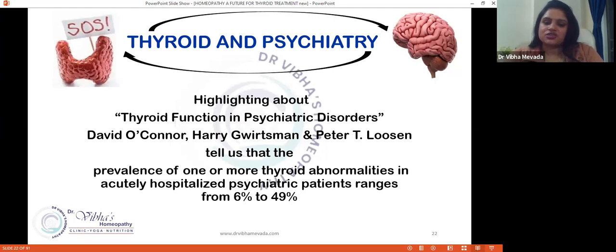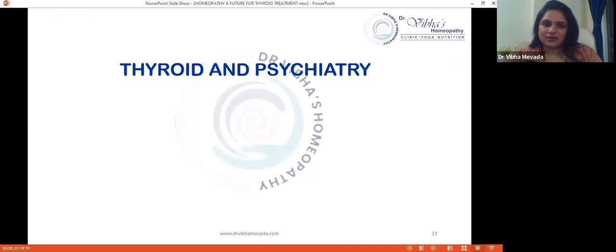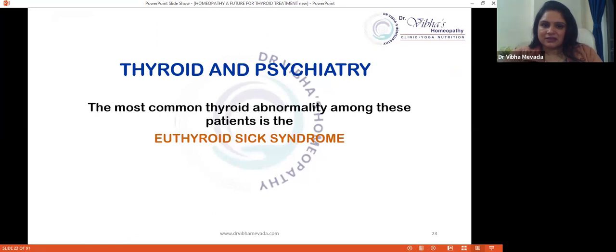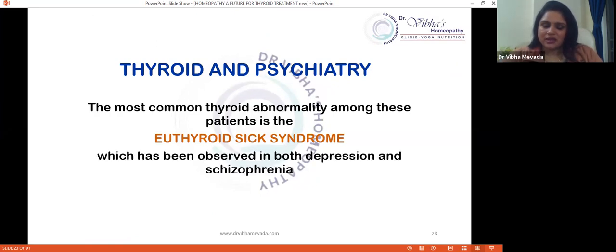Many researchers did huge research on this, and one or more thyroid abnormalities in hospitalized psychiatric patients range from 6 to 49%, which is huge in my understanding. And commonly, the abnormality people get is euthyroid sick syndrome. And why does euthyroid sick syndrome develop? Because of both depression and schizophrenia.